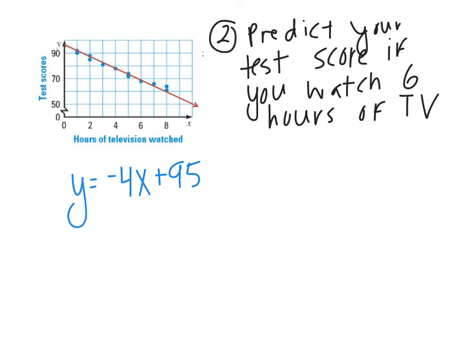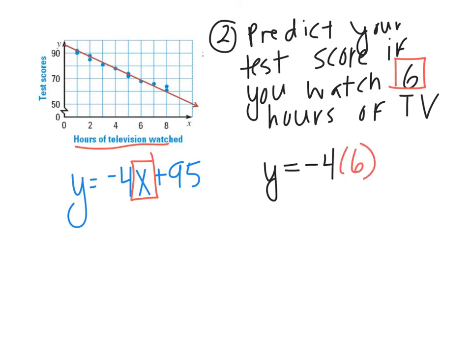Okay, so one last question. Let's predict our test score if we watch 6 hours of TV. So 6 hours of TV watched is the x value. So we're going to replace x with 6 to get y equals, your test score goes down 4 points for every hour you watch TV. So it's going to be negative 4 times 6 hours, and you start with a test score of 95 if you don't watch any TV on average.